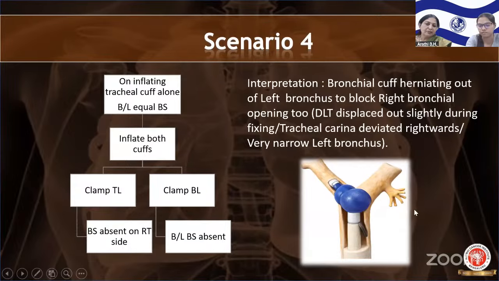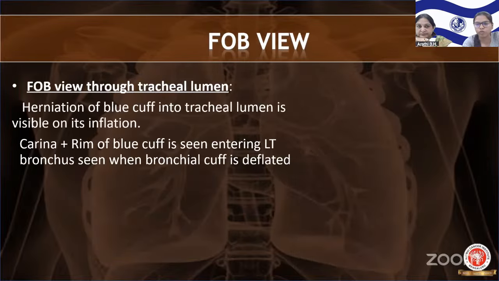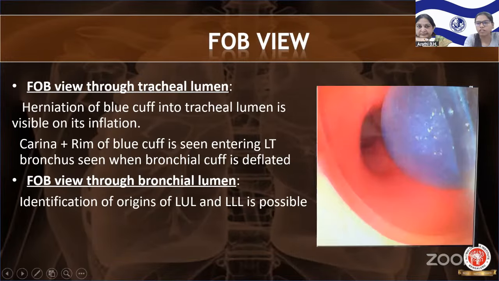This is one of the commonest complications you come across. You place the double lumen tube, you feel everything is perfect, and you inflate the bronchial cuff with over enthusiasm, and it just herniates back. When you place the patient in position, you come across this kind of scenario. This is the commonest among all the scenarios. In the fiber optic view also, we can see the bronchial cuff herniating and obscuring the right side bronchus.